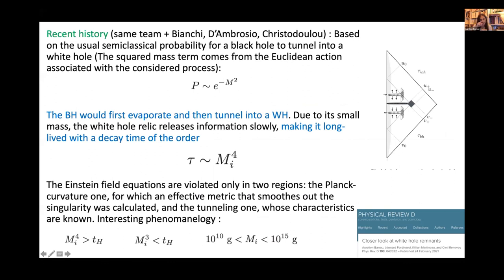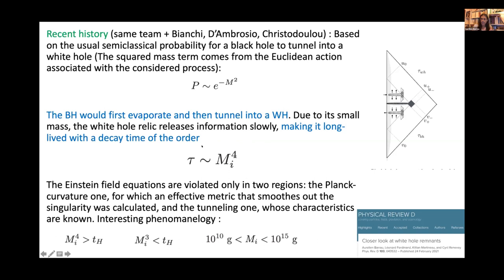And in this latest version, basically, we go back to the usual view that the black hole begins by Hawking evaporating. And when it reaches the Planck mass, we have this usual instantaneous calculation for a black to white hole non-perturbative transition. And in that case, we end up with relics that are long-lived for basically information conservation arguments.